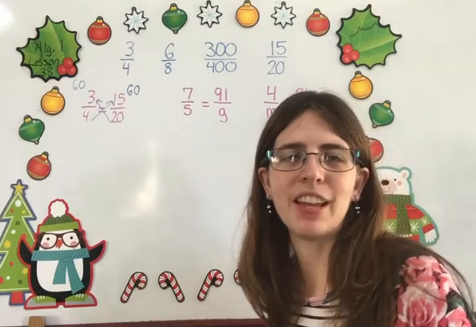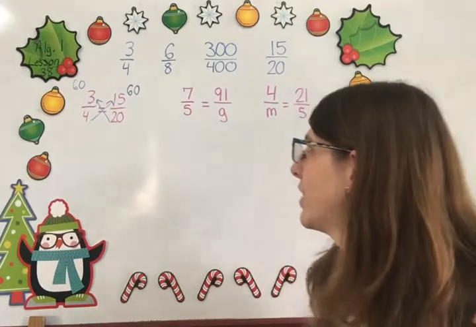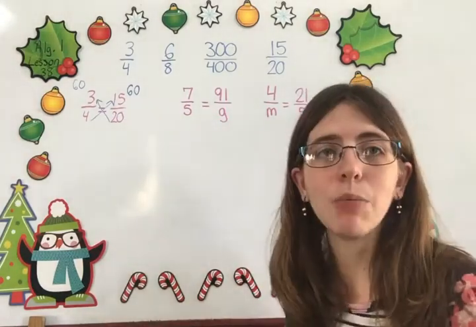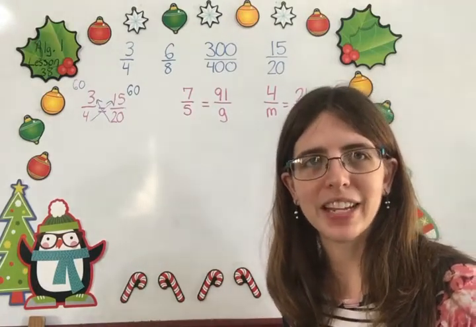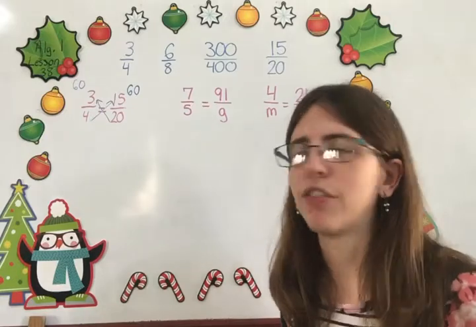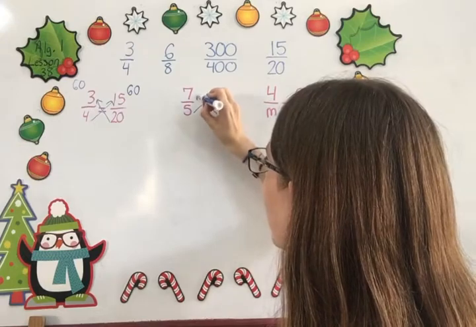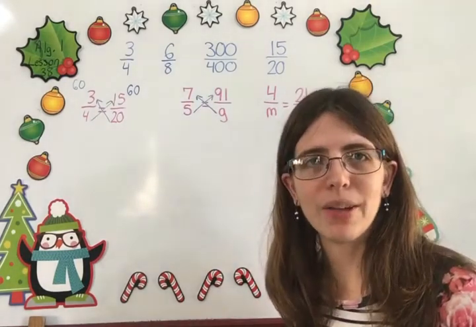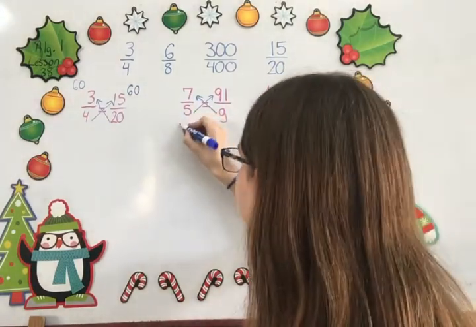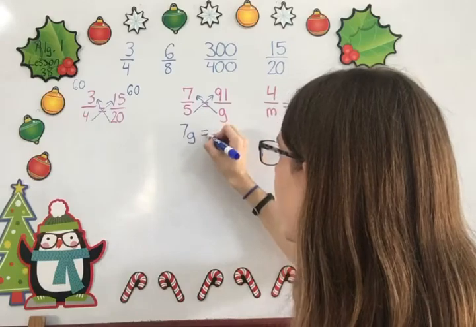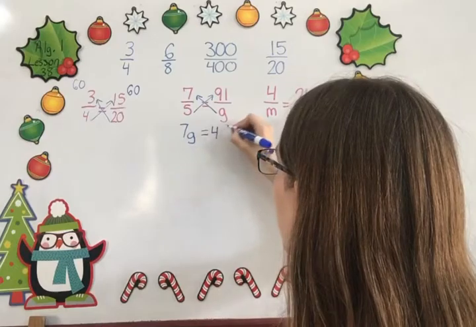I can use this information to solve if I'm missing part of a proportion. For example, 7/5 equals 91 over G. I'm looking for this G. I want to know what number that stands for. So the easiest way to solve for this number is to cross multiply and then solve for my variable. So I'm going to cross multiply by multiplying 7 times G, that's 7G, equals 5 times 91, which is 455.